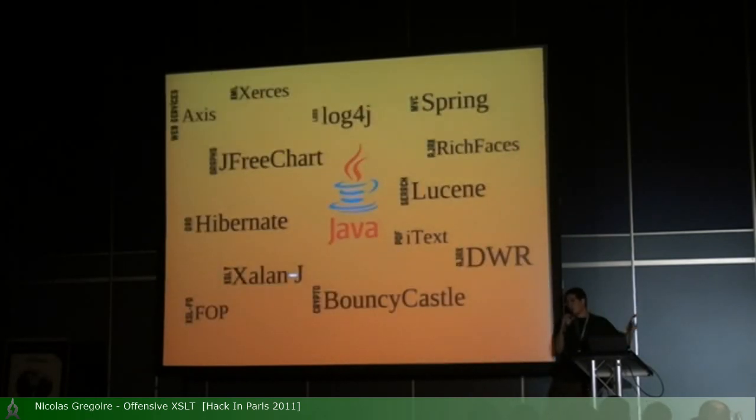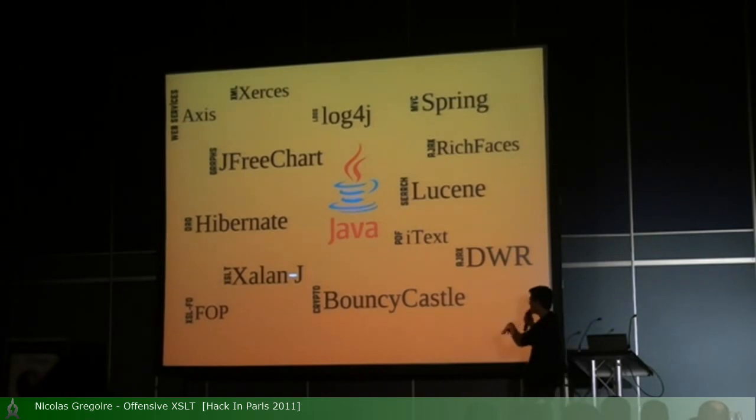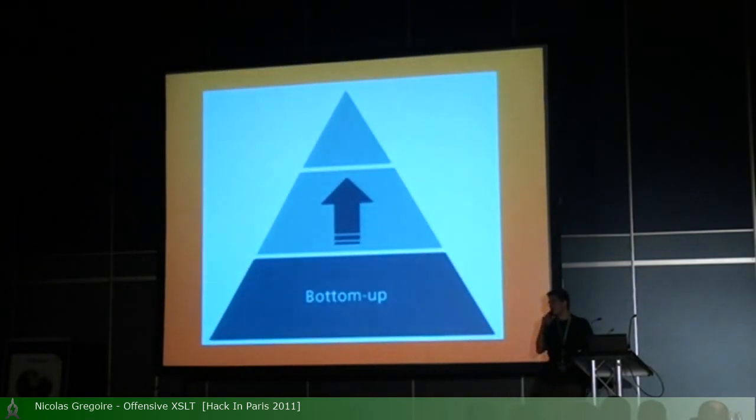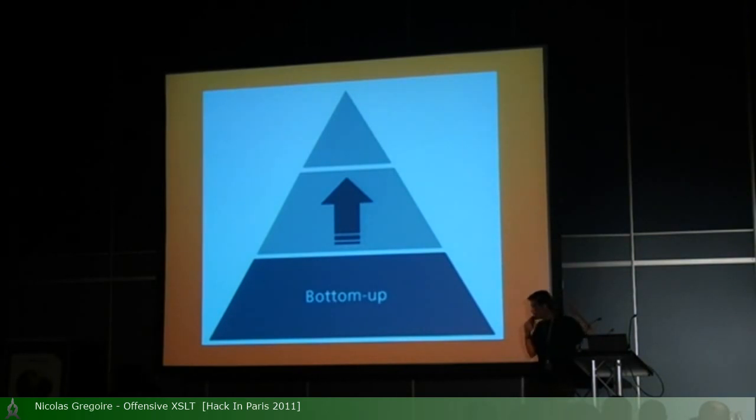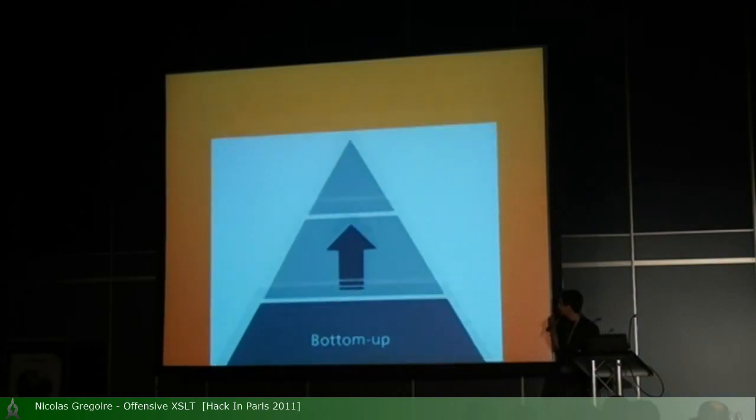So that's a typical modern Java application with a lot of libraries. You have the library name and its family. So you have crypto stuff, Ajax, PDF, whatever. And we need to assess this kind of application. So we chose to take a bottom-up approach. We will study the basic components, and then we will try to go up and map the functionalities to business logic and try to subvert the application.